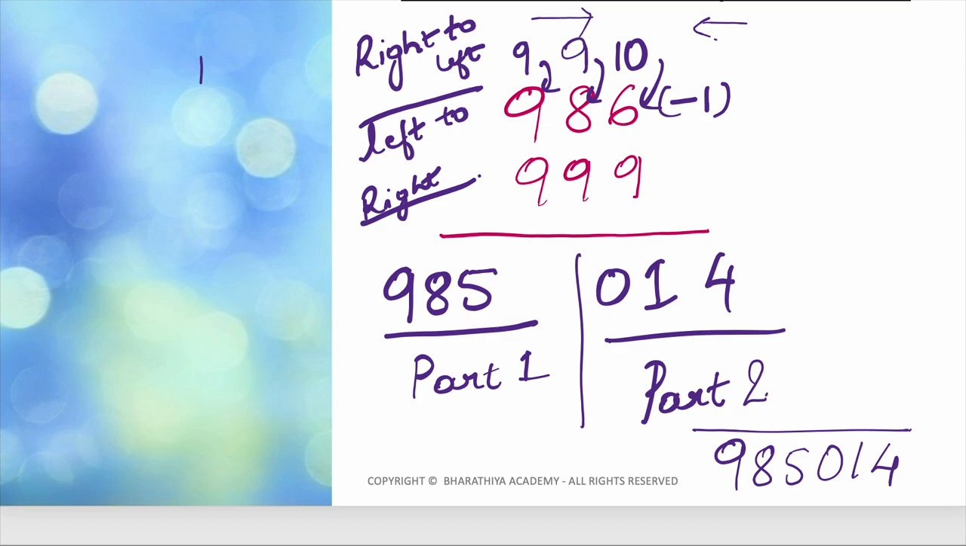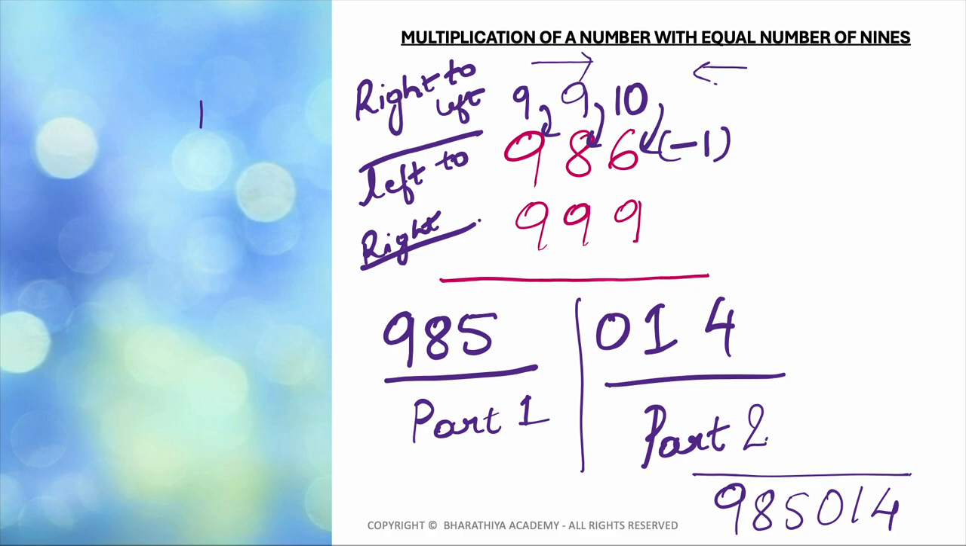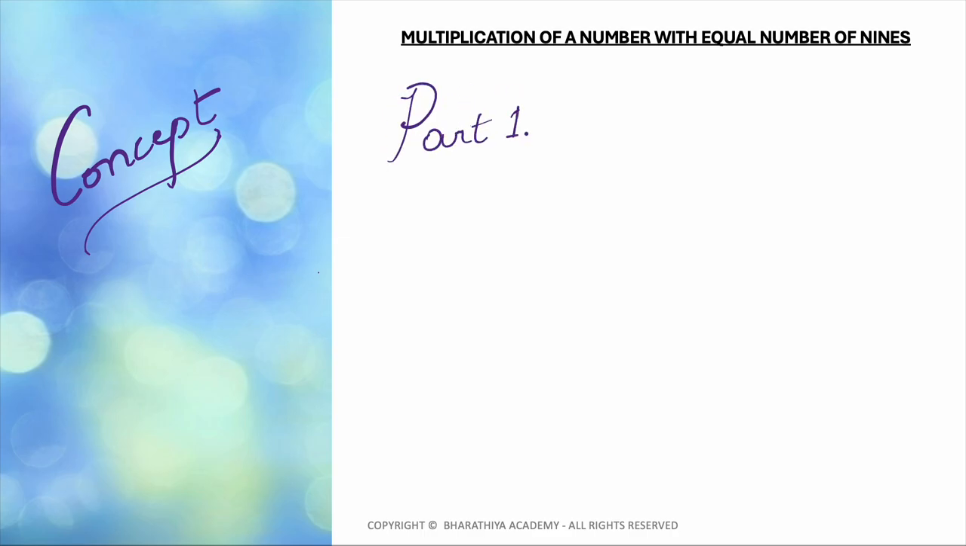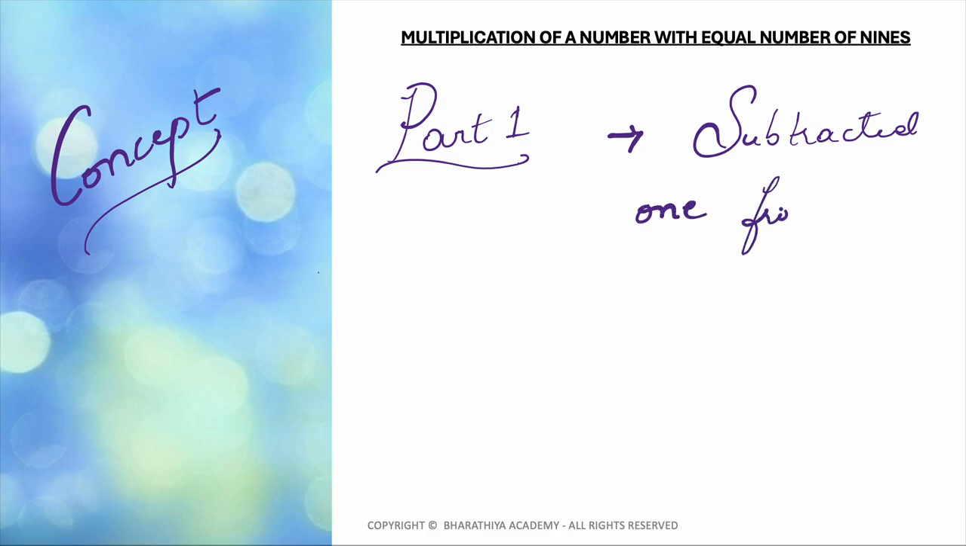Okay, so let me just clear the screen for you so that we can learn the concept. So it's time for concept. For part 1 of the answer, what did we do? We just subtracted 1 from the number. Okay, right?